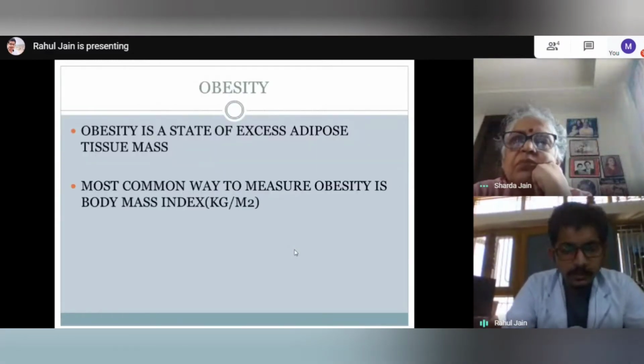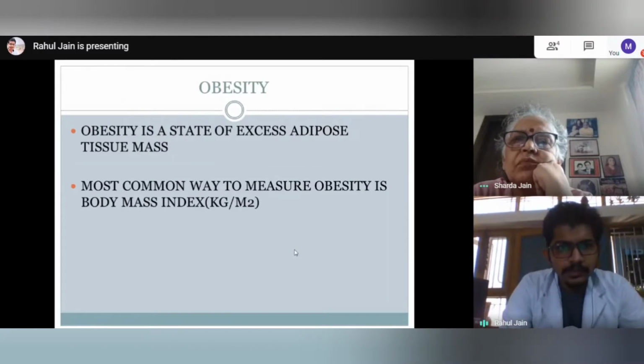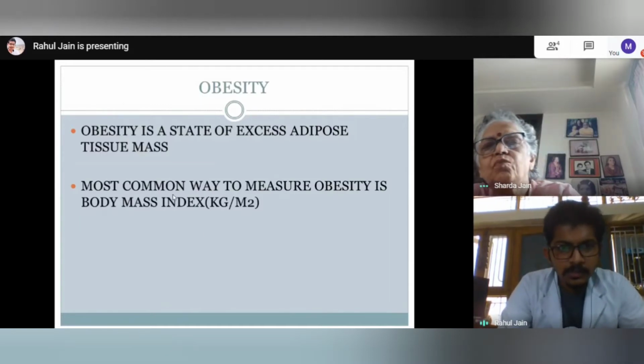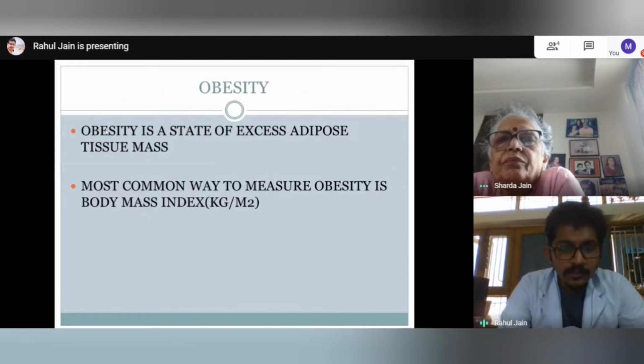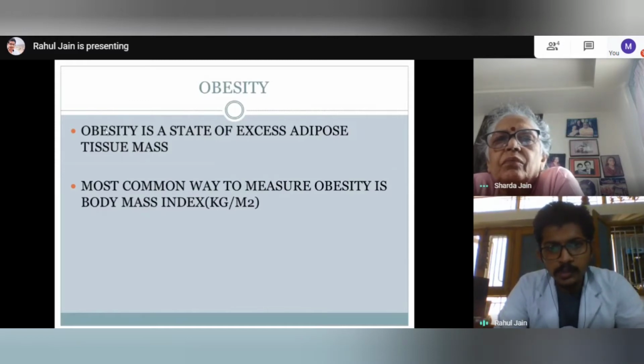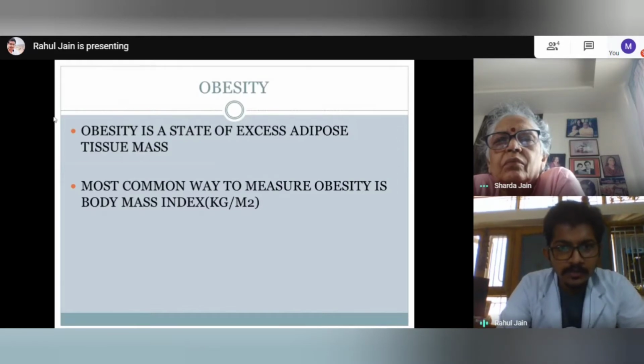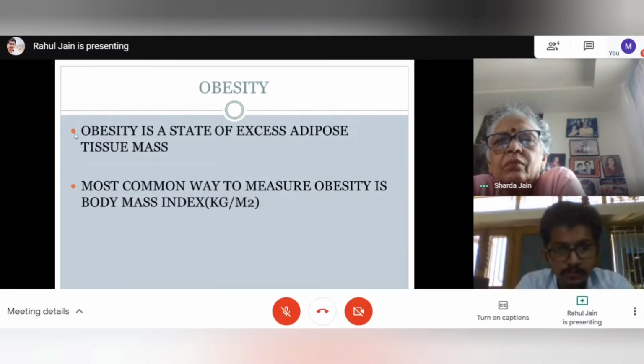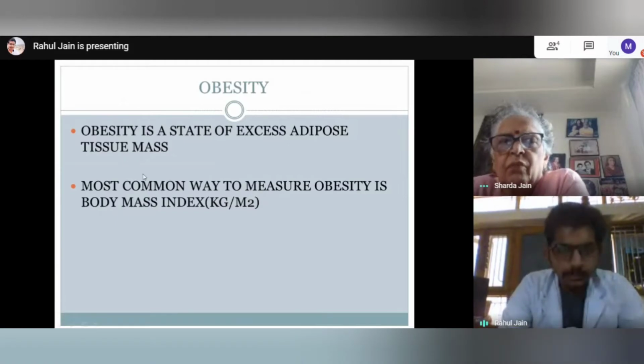So coming to obesity. The definition of obesity is a state of excess adipose tissue mass. Basically, why has this definition come? Because obesity is not related to increased weight, because bodybuilders and people with heavy bones can have increased weight and they might not have excess fat. That's why obesity is a state of excess adipose tissue mass, not the weight. So this should be very clear.